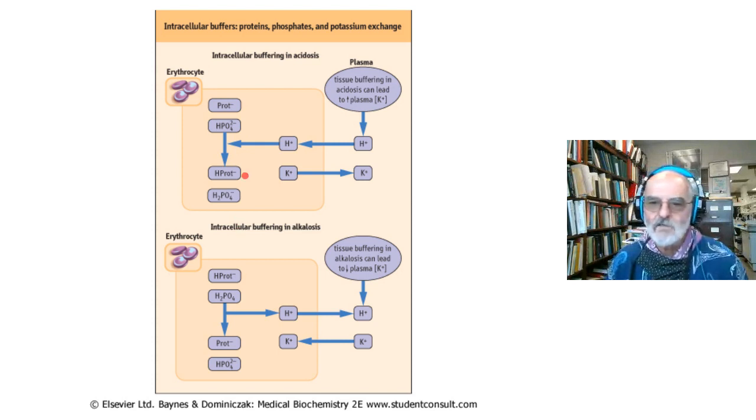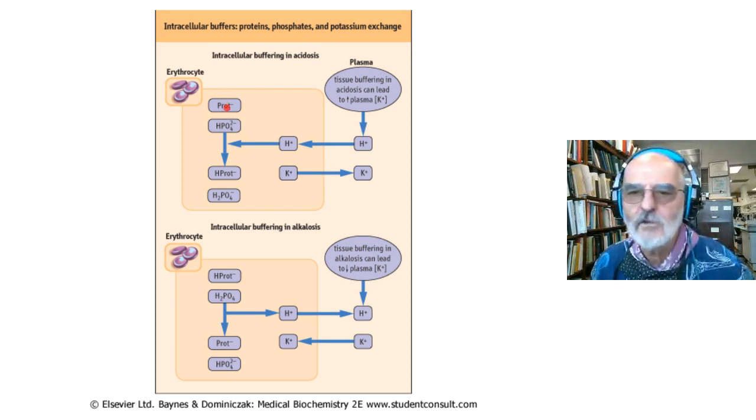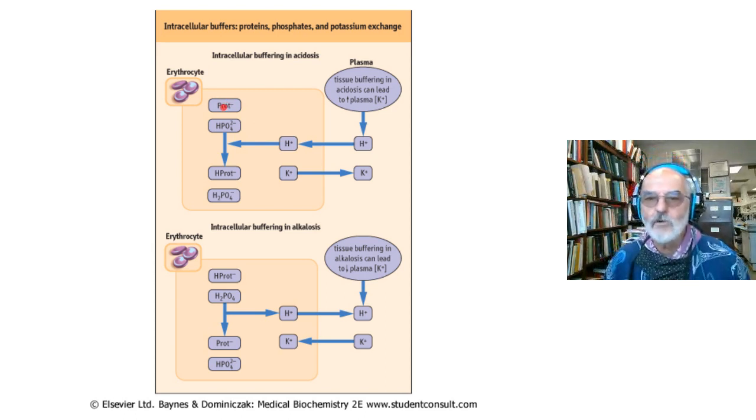But notice that what it's saying is that the acid that comes into the erythrocytes is partially neutralized by binding to hemoglobin, but is also partially neutralized by binding to proteins and to phosphate. Okay, so you can see that in the erythrocytes, there is also the buffering capacity of the proteins and the phosphate buffer.